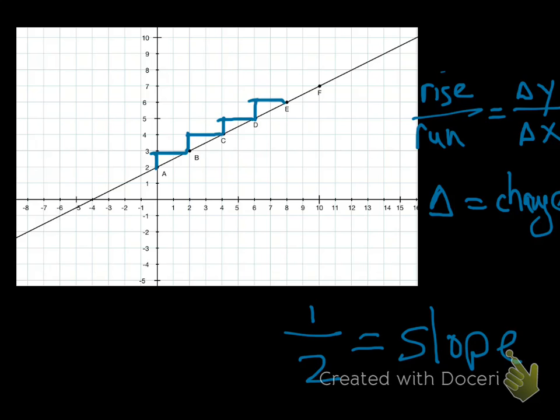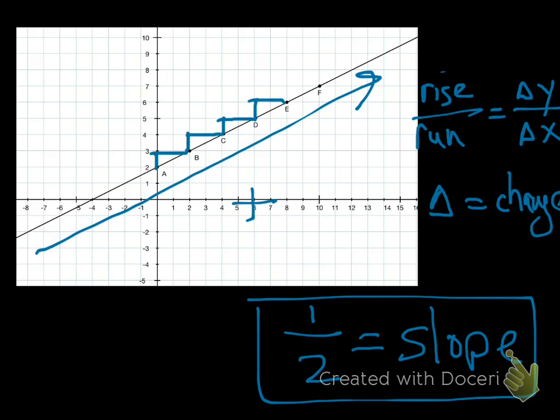And also by looking at it, remember you start at the left and you go straight up. This has a positive slope, and this number is a positive number. So that slope is 1/2.